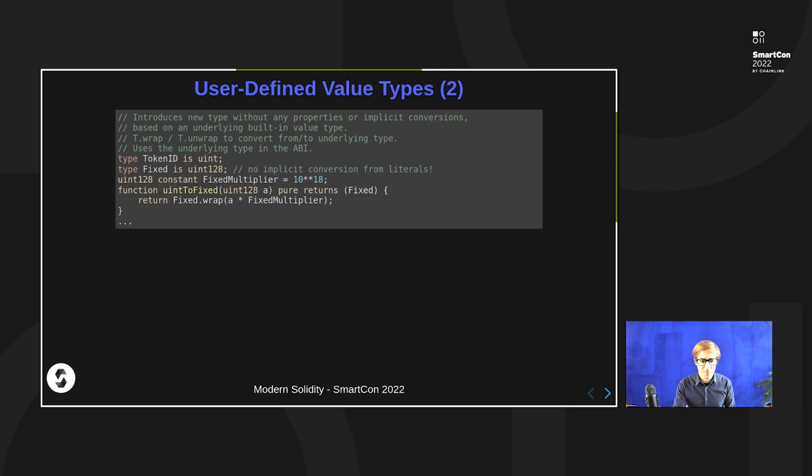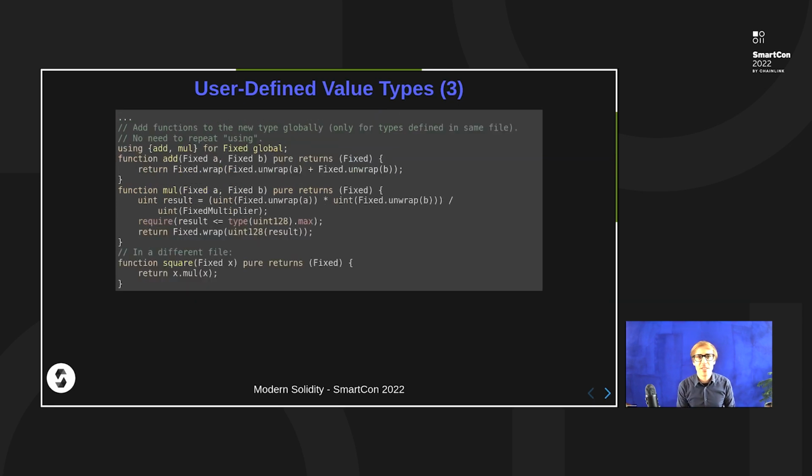So now we have defined the type itself, and we can add functions to the type as follows with the using statement. The using statement that already exists to add library functions to types, or file level functions, and you can use that to just add them to the type as you're used to. And we also have a new cool feature for the using statement, which is this global keyword at the end.